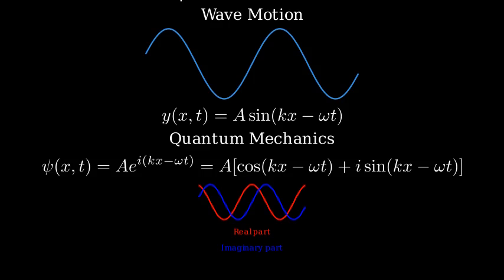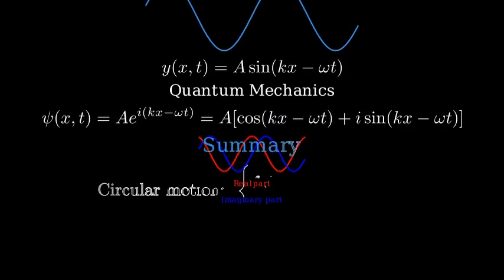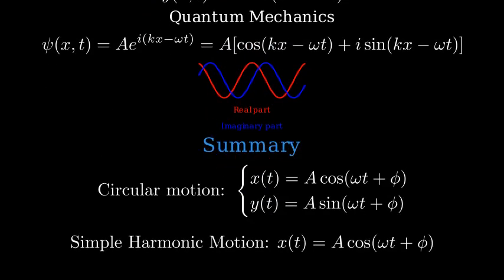Let's summarize what we've learned about the connection between circular motion and oscillation. Circular motion at constant speed can be described by x equals A cosine of omega t plus phi, and y equals A sine of omega t plus phi. When we project this motion onto the x-axis, we get simple harmonic motion following the equation x equals A cosine of omega t plus phi.